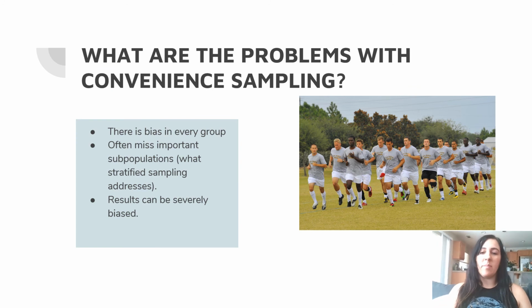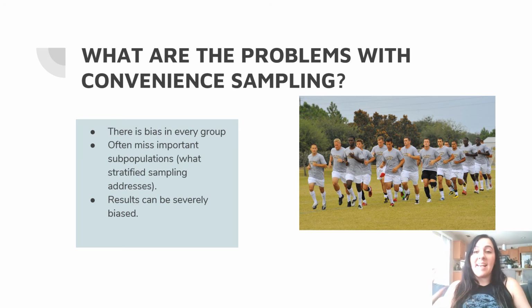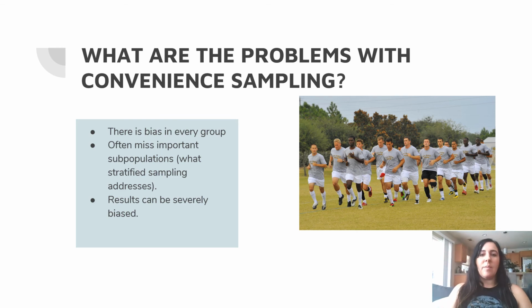Okay, so let's talk a little bit more about limitations or problems with convenient sampling, because we all know that it's not reliable. So why is it not reliable? Well, there's going to be bias in every single group, okay? And you're probably going to miss out on certain subpopulations or any things like that. If there are certain minorities within the group, you're probably going to miss out on those. They might be counted very little in your sample size, or maybe not even at all, because you were only taking what was convenient at the time when you decided to collect data. So your results can be severely biased.